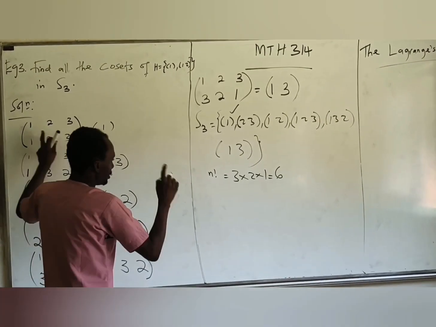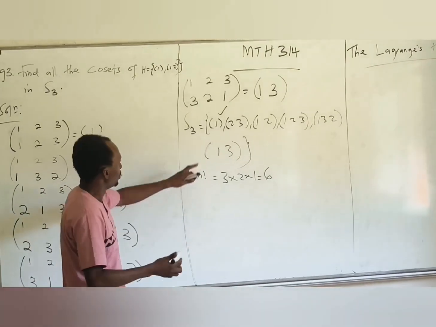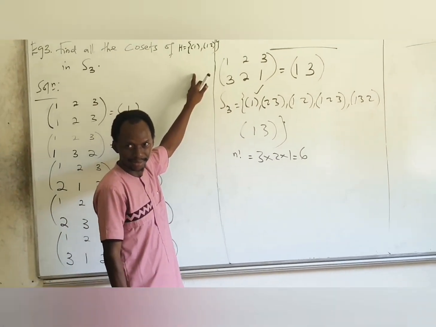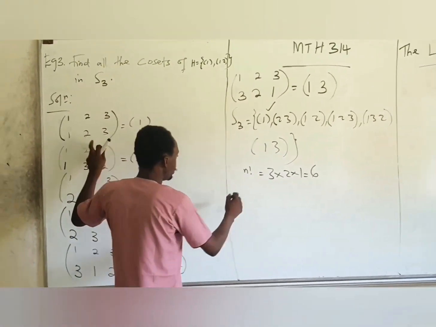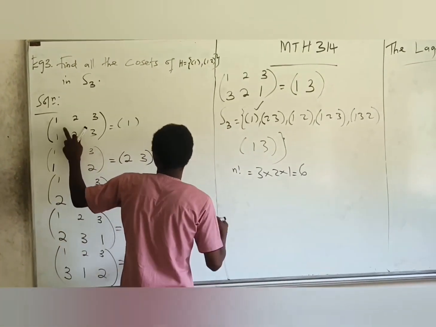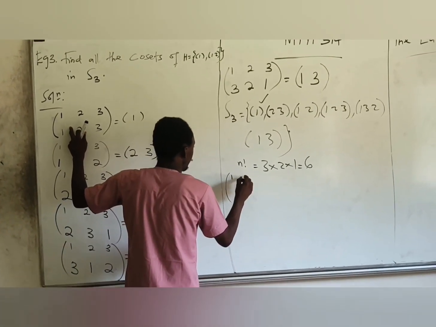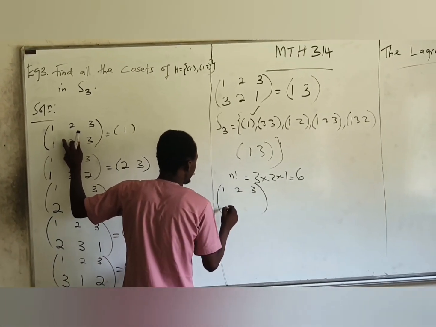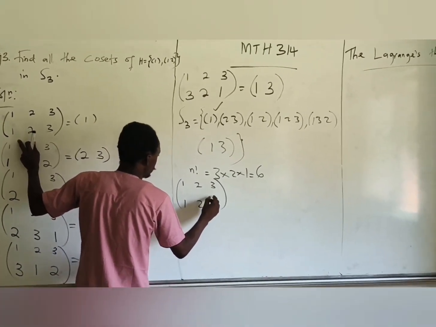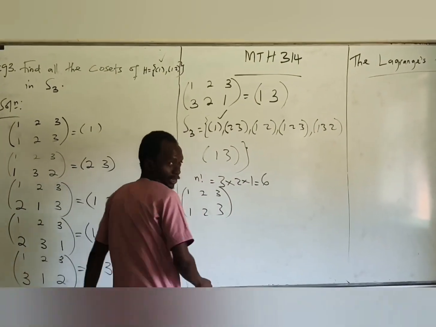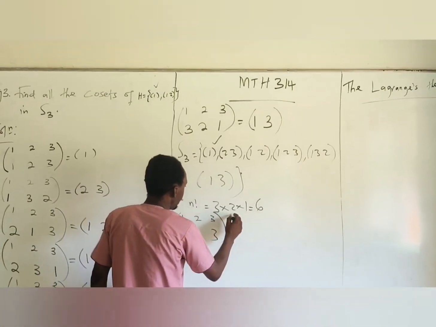So let's start. You have to multiply each of this by this. So let's do the multiplication. Let's use the permutations. So this one is this. The permutation for this is what? 1, 2, 3. They say we should multiply this by itself. Let's see why it is the same thing.